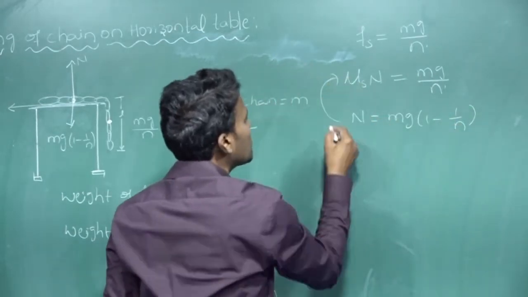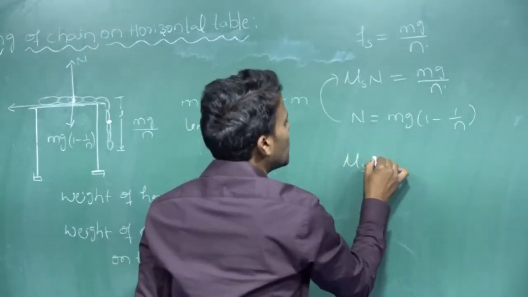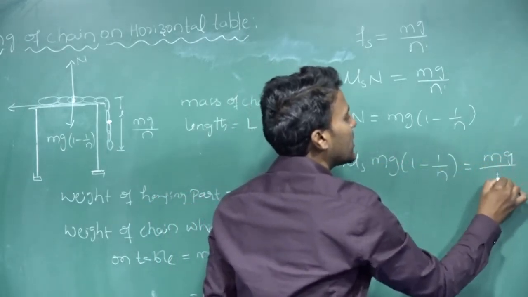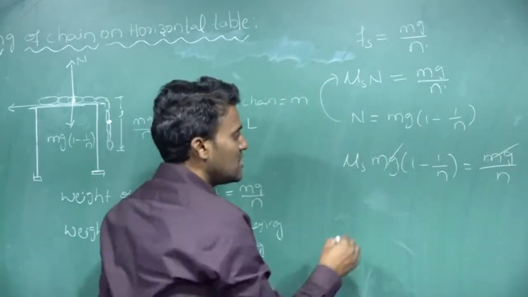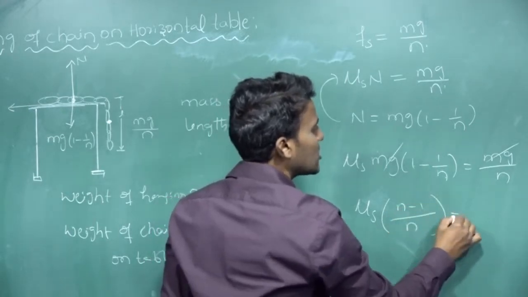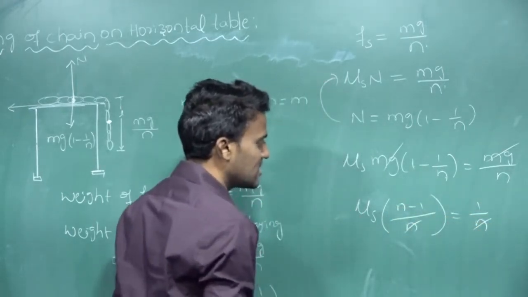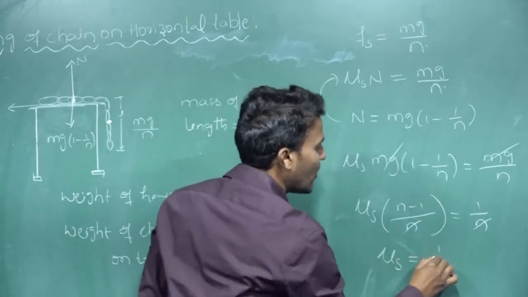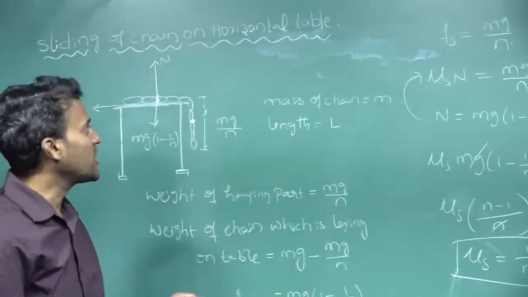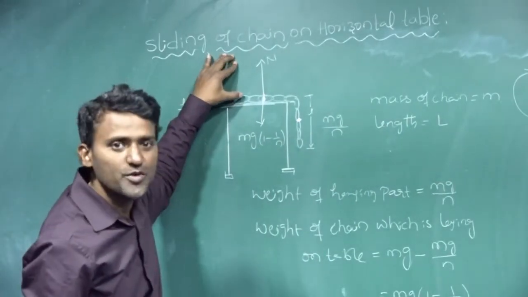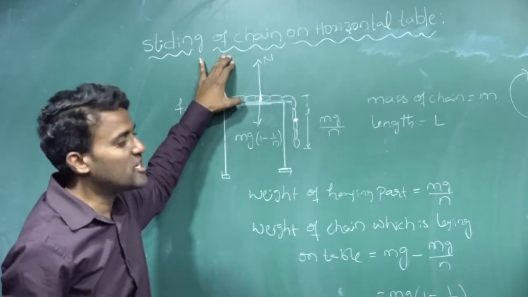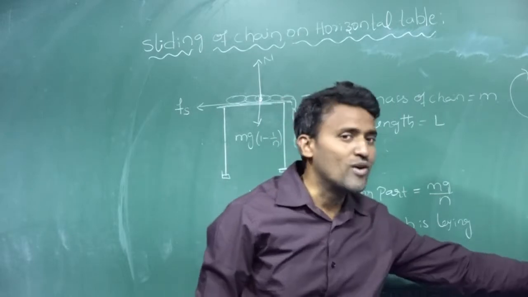If you substitute in this equation, mu s into mg into 1 minus 1 by n is equal to mg divided by n. Both sides mg get cancelled. Now I am writing mu s into (n minus 1) over n is equal to 1 by n. The n gets cancelled here. Then mu s is equal to 1 divided by n minus 1. The coefficient of static friction between the chain and table is mu s equal to 1 by n minus 1.